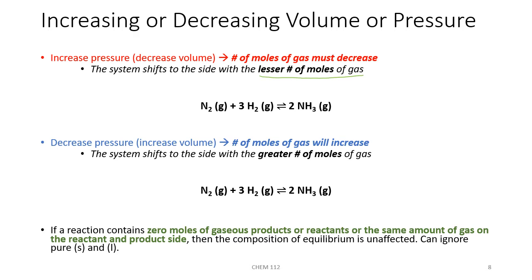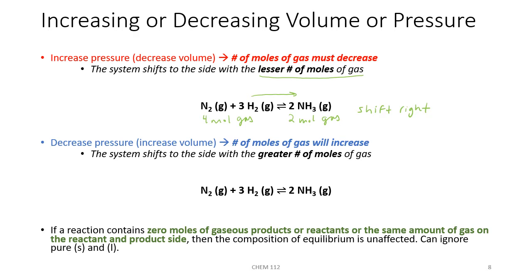So on our reactant side, we have 1 mole of nitrogen gas and 3 moles of hydrogen gas. So we have a total of 4 moles of gaseous reactants. And on our product side, we have 2 moles of ammonia, so we have 2 moles of gaseous products. So if we were to increase the pressure or decrease the volume, the system will overcome that extra pressure by shifting, in this case, to the right-hand side or the product side, because there's a lesser number of moles of gas on that side, only 2 moles of ammonia. So in this case, we would shift to the right.